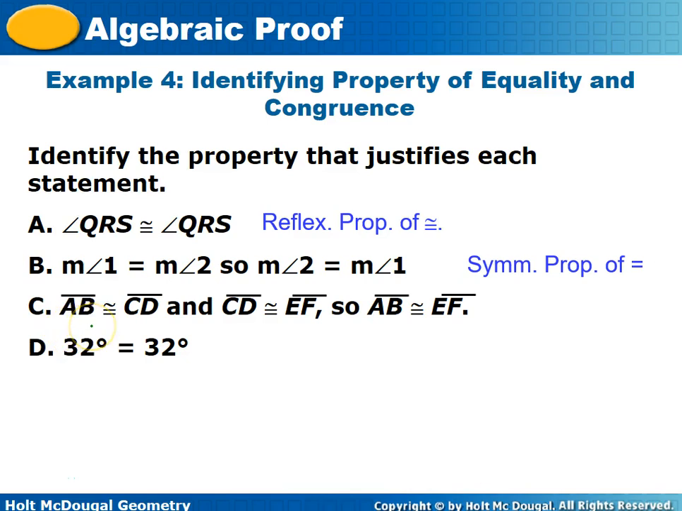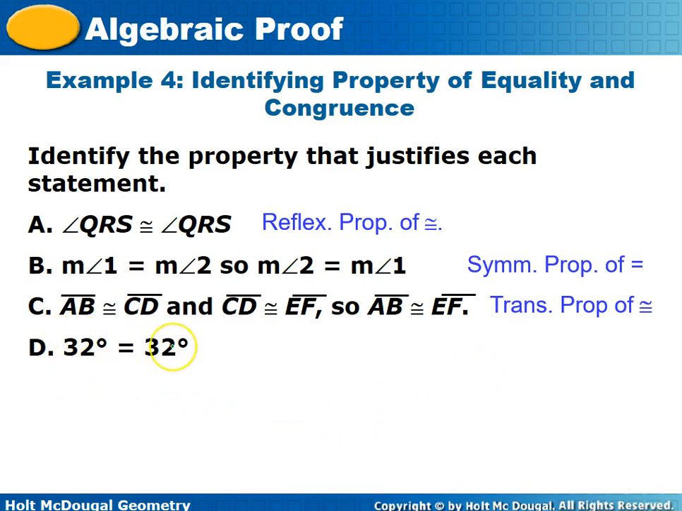Then for letter C, we have segment AB is congruent to segment CD, and segment CD is congruent to segment EF. So segment AB is congruent to segment EF. Notice here again, we have AB and EF. So that's the transitive property because we have 1, 2, 3 different segments. So this is the transitive property of congruence.